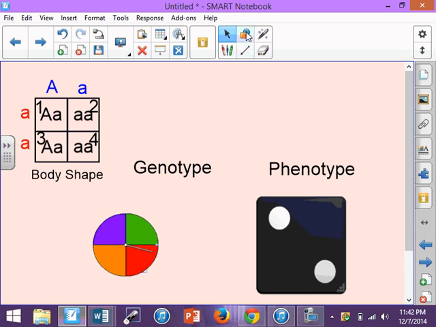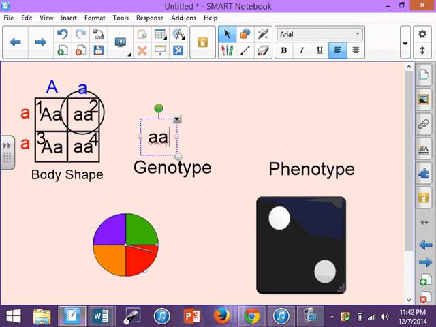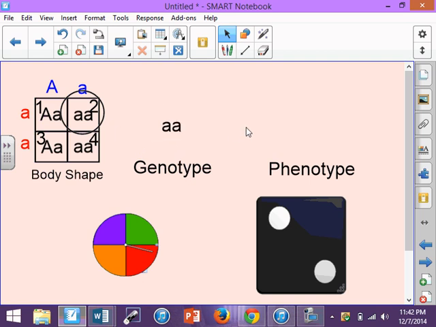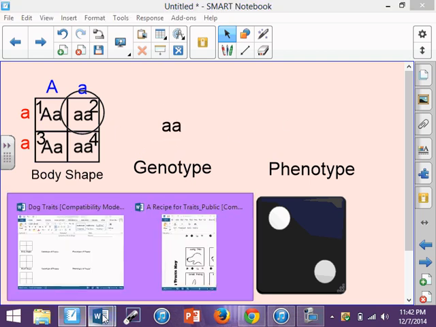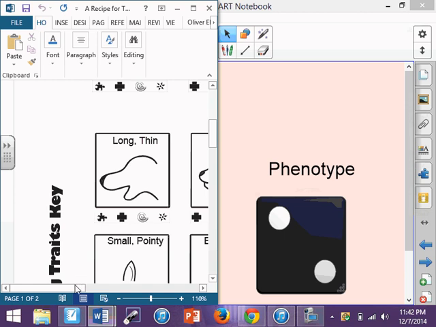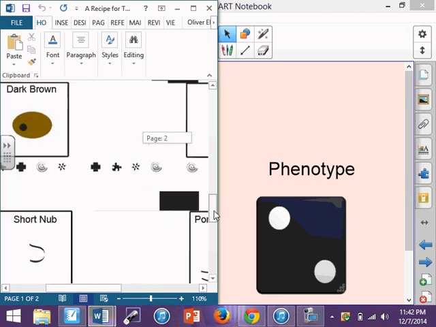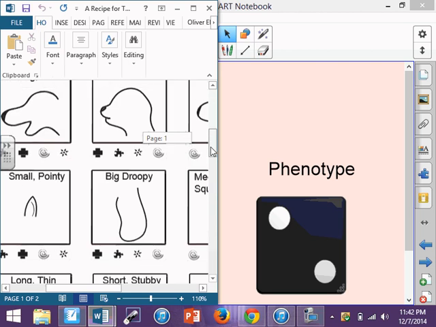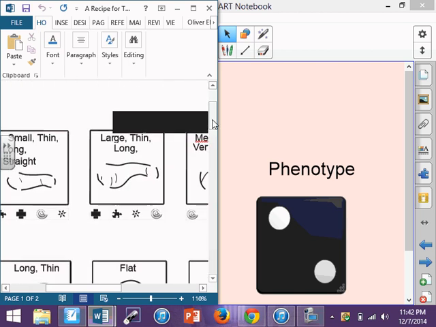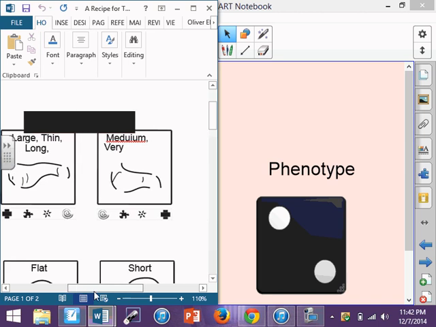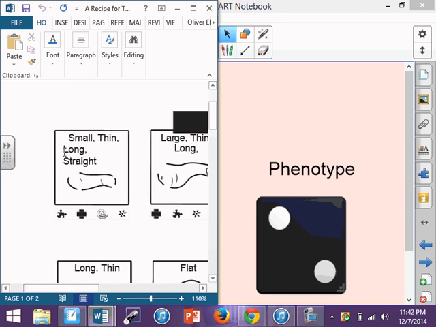2. So that means for body shape I choose this box. Okay, so that means the genotype of this baby is going to be homozygous recessive. And for the phenotype, you have to look at your trait sheet. Mine looks a little different because it's been a while. But let's look. Where's the body shape? That's not that page. Just go down here. Anything on body shape? Oh, there it is. Body shape, little a, we're going to say is small, thin, long, and straight. So that's what the baby's going to look like.